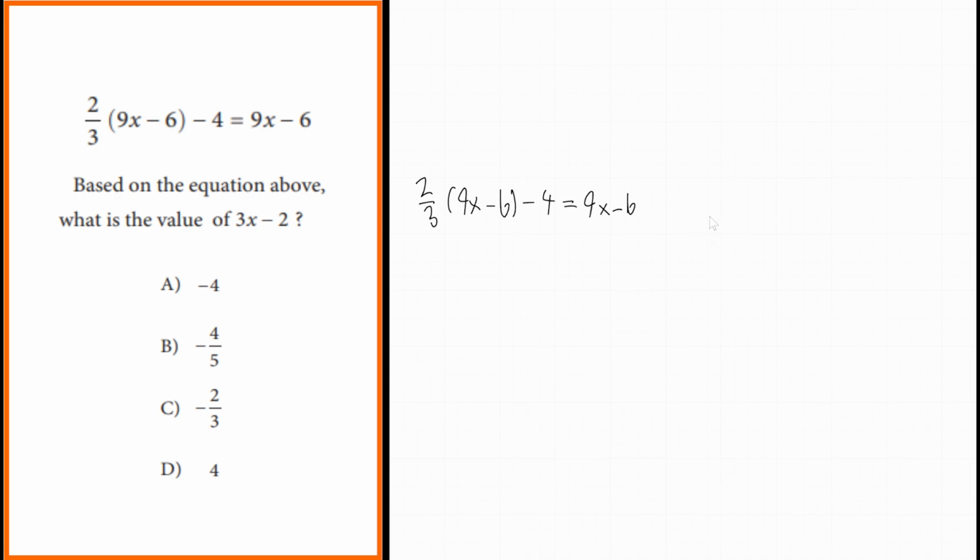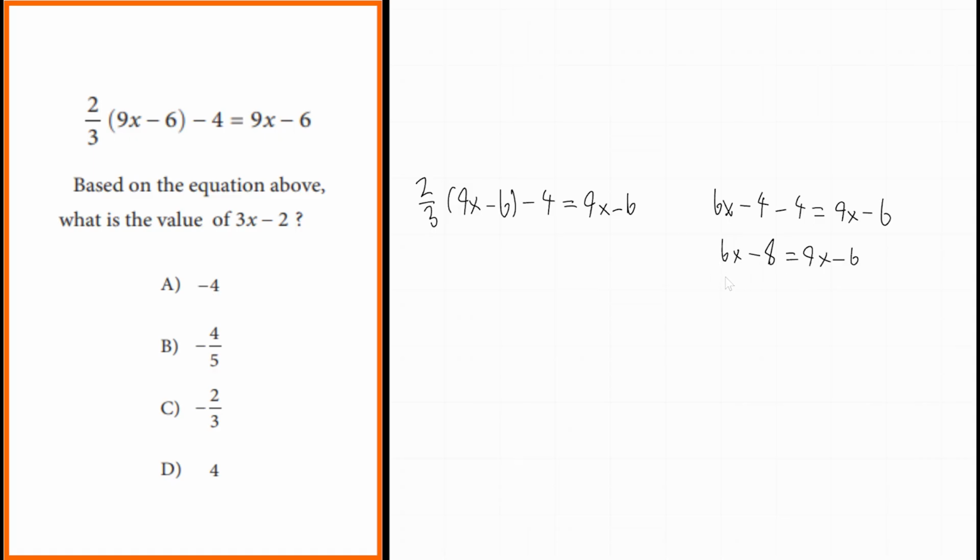Firstly, we'll go through the straightforward way of solving it, which is to solve for x and plug that back in. First, we multiply out the 2/3 and we get 6x minus 4, and then minus this other 4, equals 9x minus 6. We can put these together: we get 6x minus 8 equals 9x minus 6.